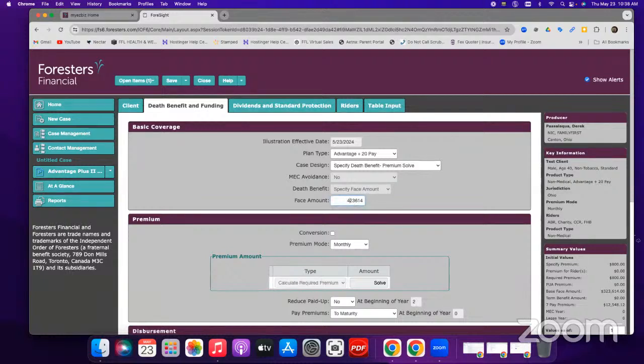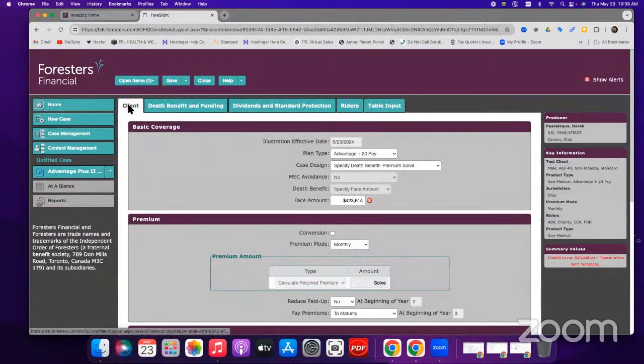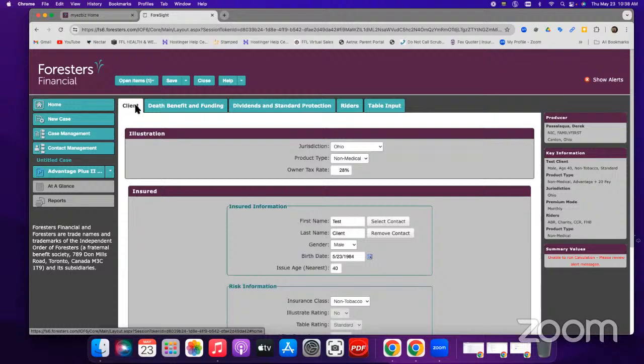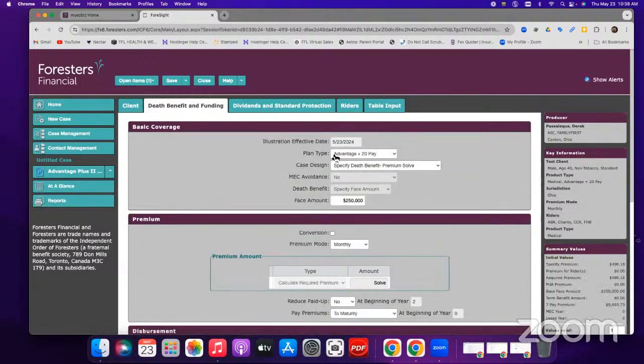Okay, for about 423,000. Not gonna cooperate. Let's do medical. See if that makes a difference. Specified death benefit, premium solved, 500,000. Okay, there we go. So for $500,000 of coverage, that's for a 20 pay. Let's look at a full pay.